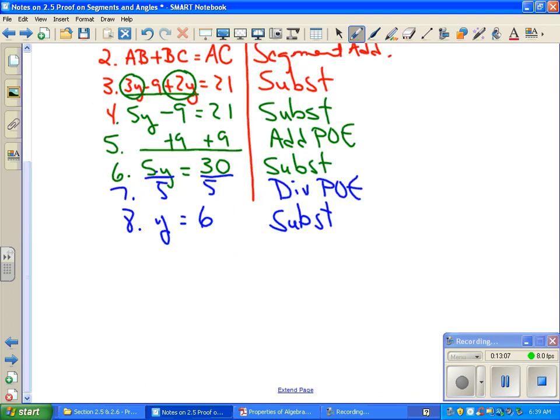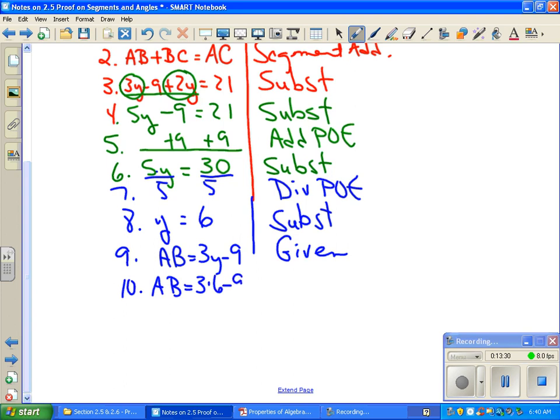So we're going to first set it up. AB is equal to 3y minus 9. That is what was given to us on the picture. So sometimes you can have a given further down the proof if it's something that's coming off the picture to help you to calculate it. Then we can plug in the number that we got, 6. That's substitution because we took out the letter for y and we put in the 6. And that allows us to be able to calculate this.